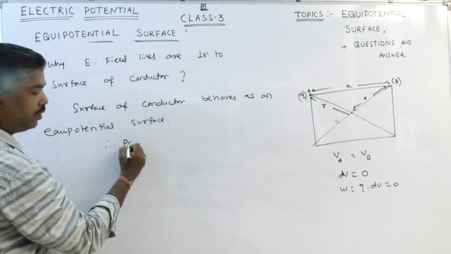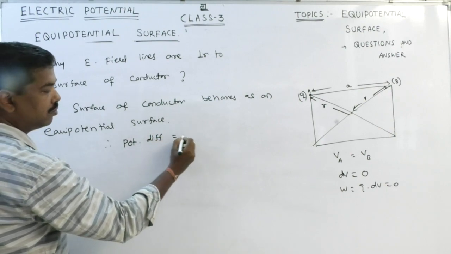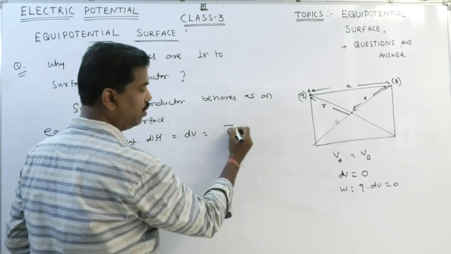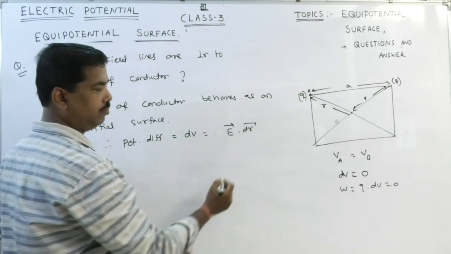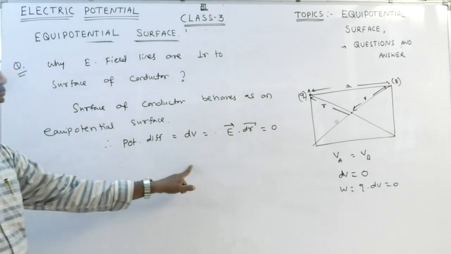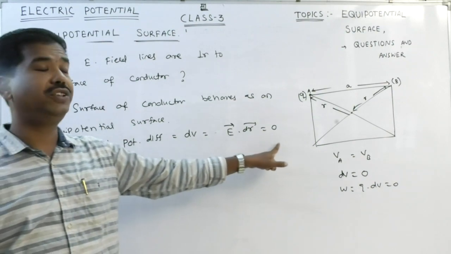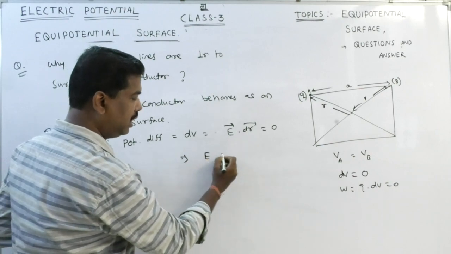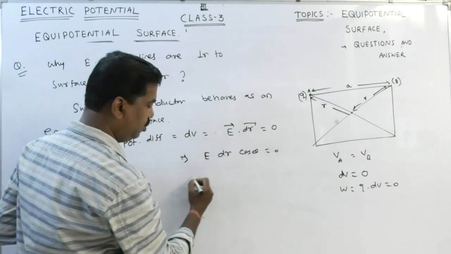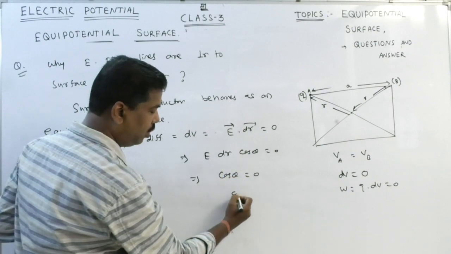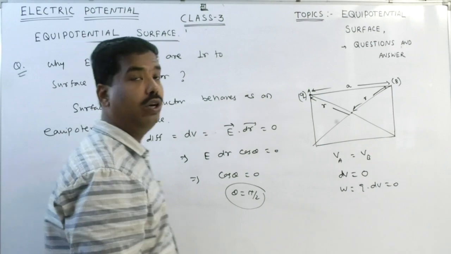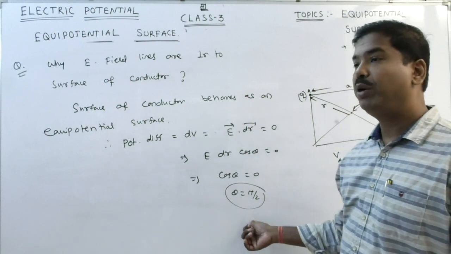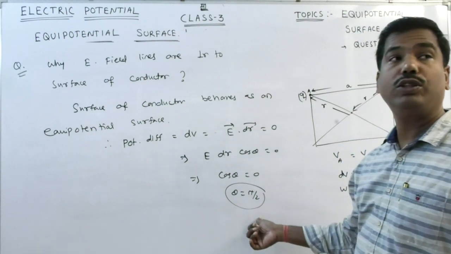Therefore, potential difference dV is equal to E dot dr. On an equipotential surface the potential difference is 0. I can write E dr cos theta equals 0. It means cos theta is 0, or theta is equal to pi by 2. It means I would like to say that electric field lines are always perpendicular to the surface of the conductor. Hence theta is equal to pi by 2.